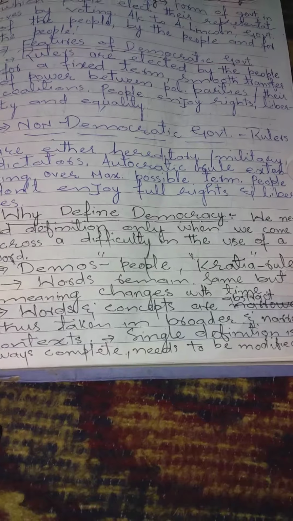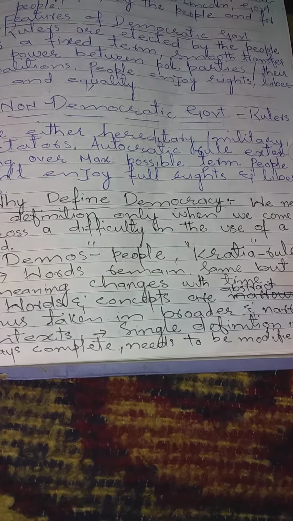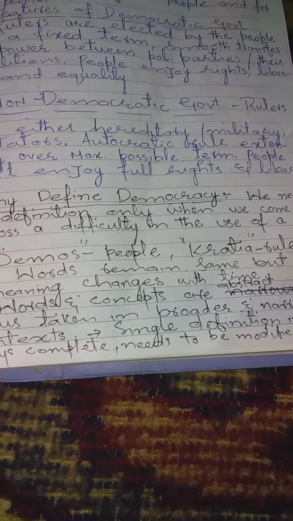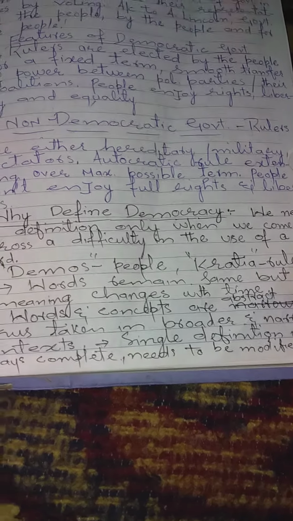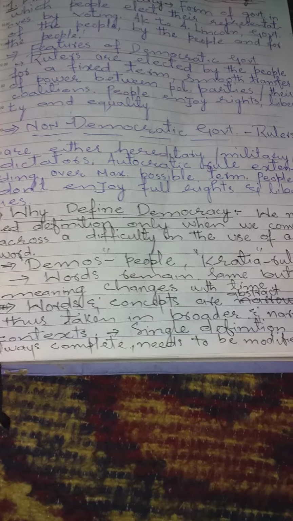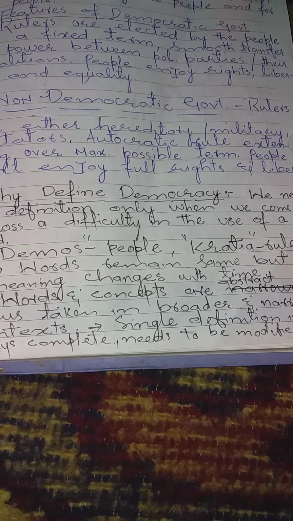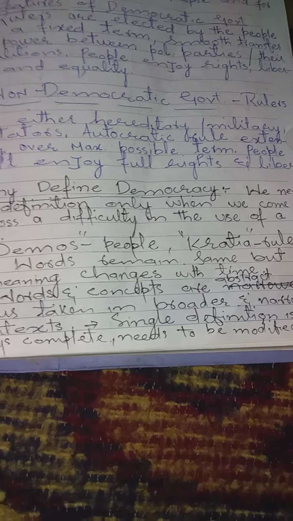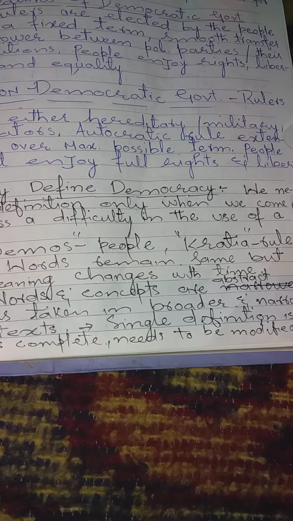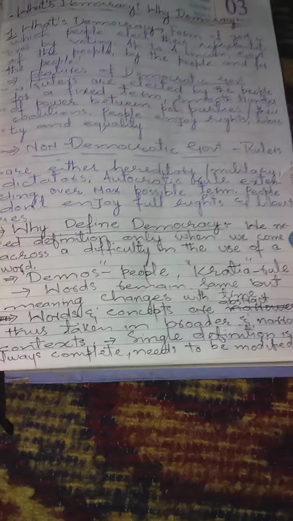Now we will know about non-democratic government, a type of government that is not democracy, like monarchy and dictatorship. What happens in that form of government? In non-democratic governments, rulers are hereditary. For example, the father is ruler and his son becomes ruler, then his son becomes ruler, and the cycle continues.